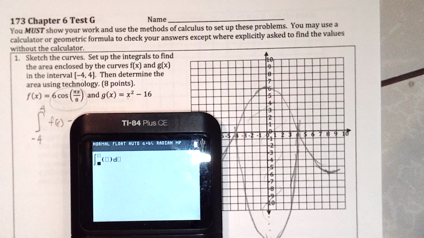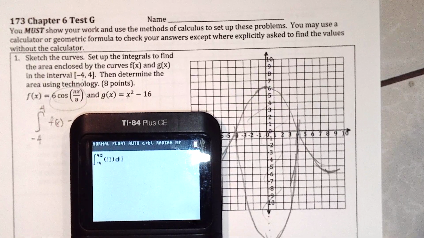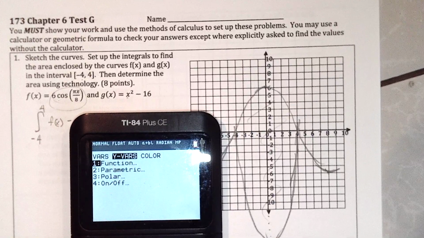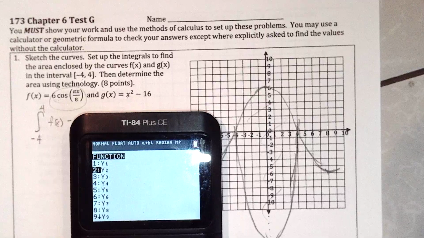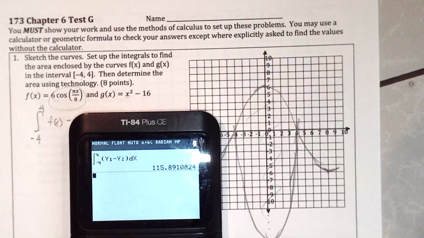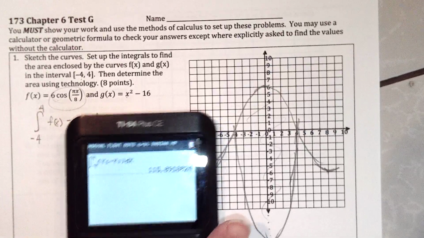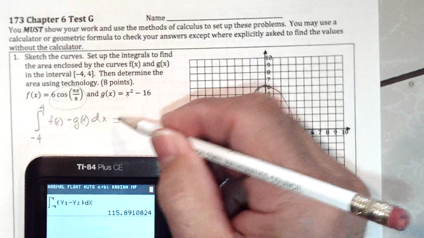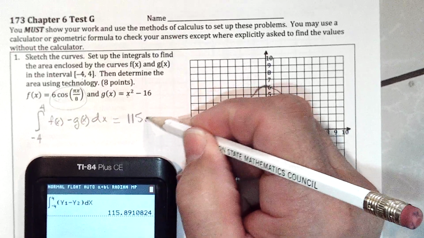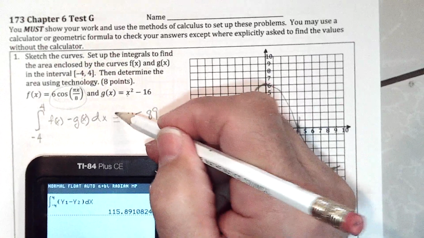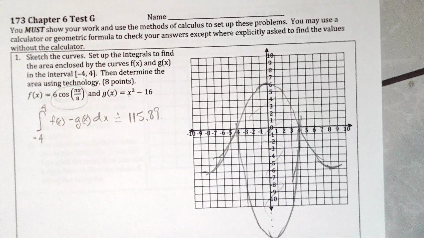integral from negative 4 to 4 of vars, y variables, y1 minus vars, variables, functions, y2, dx, enter, and the area is 115.89-ish. That's number 1.